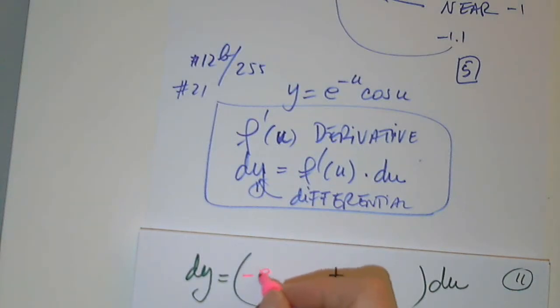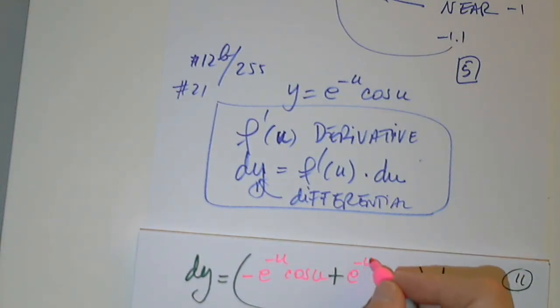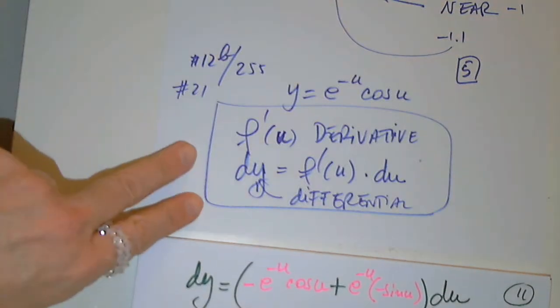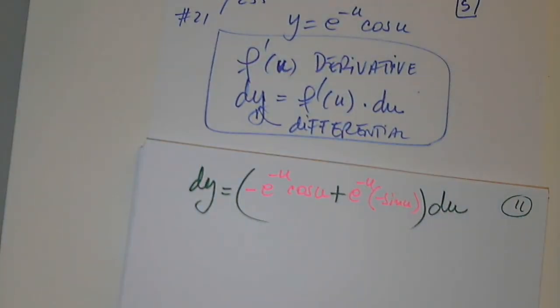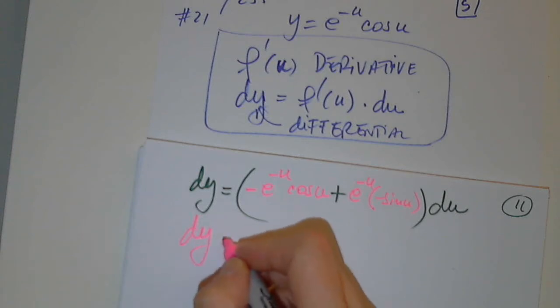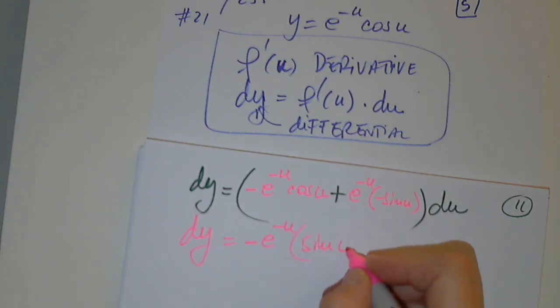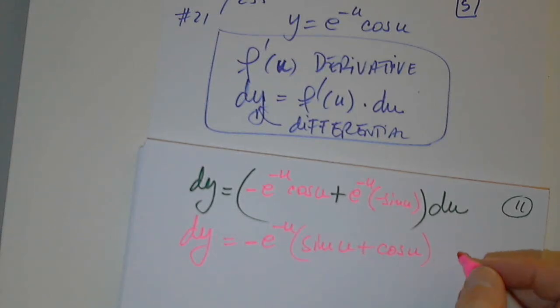Exactly. So negative e to negative u times cosine u, plus e to negative u times negative sine. Excellent. We're going to clean it up a little bit by factoring out negative e to negative u. But this is the differential of function y. So dy equals negative e to negative u, and in parentheses, sine u plus cosine u in the correct order.